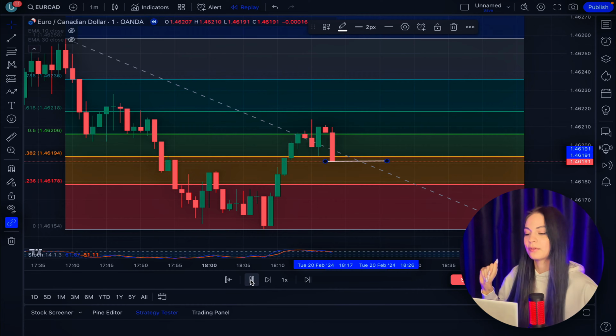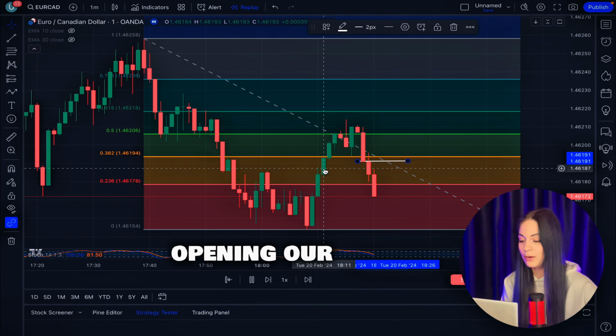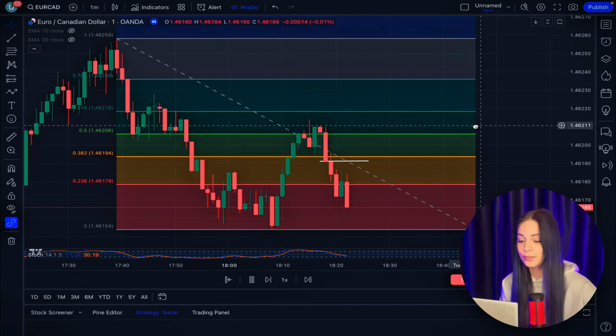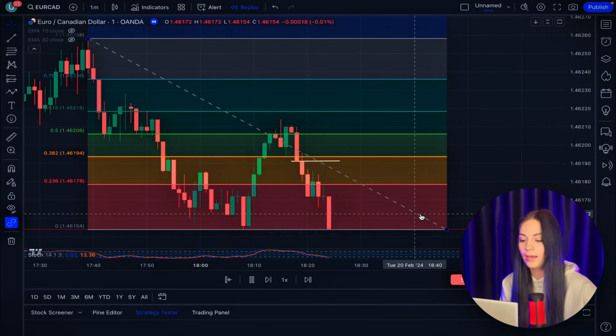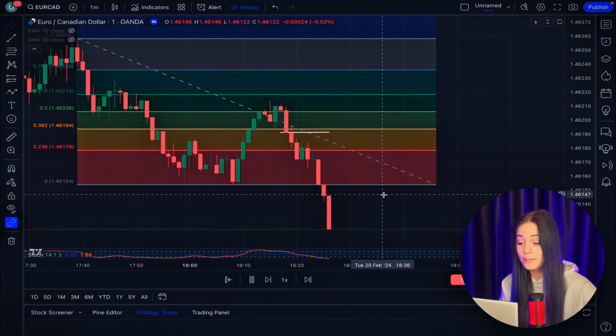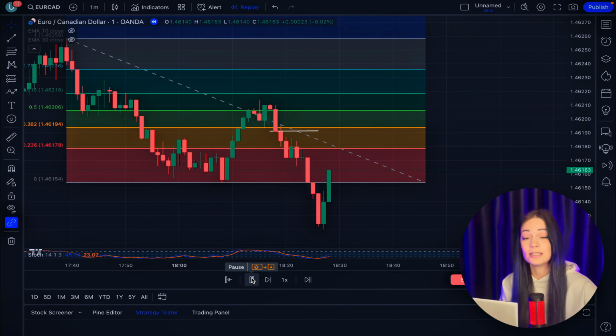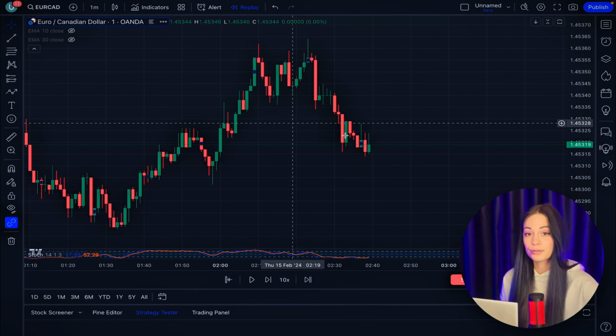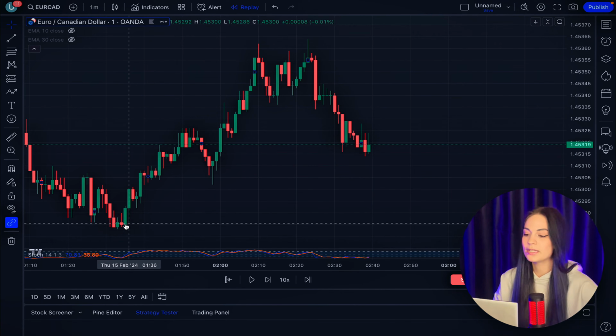Collecting all of those confirmations, we're finally opening our deal for the downtrend for 3 minutes, and let's see what's going to happen. Of course, the price is dropping, going down, and the deal is going to be closed in black.